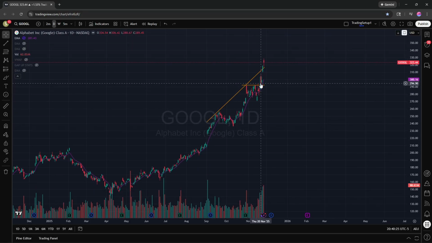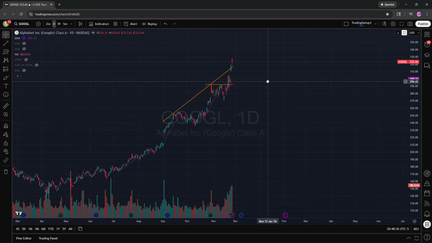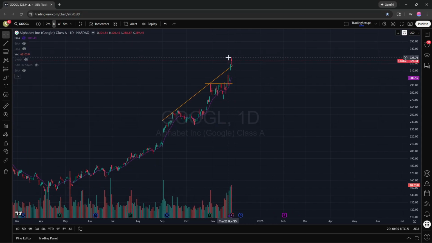We broke out of a base here just a few days ago, and then we got a few gaps out of it and got pretty vertical, got extended from the moving averages. Now, what can it do from here? I mean, we could see some consolidation. We could see a little bit more downside into the moving averages, let the 10 and 20 day catch up.